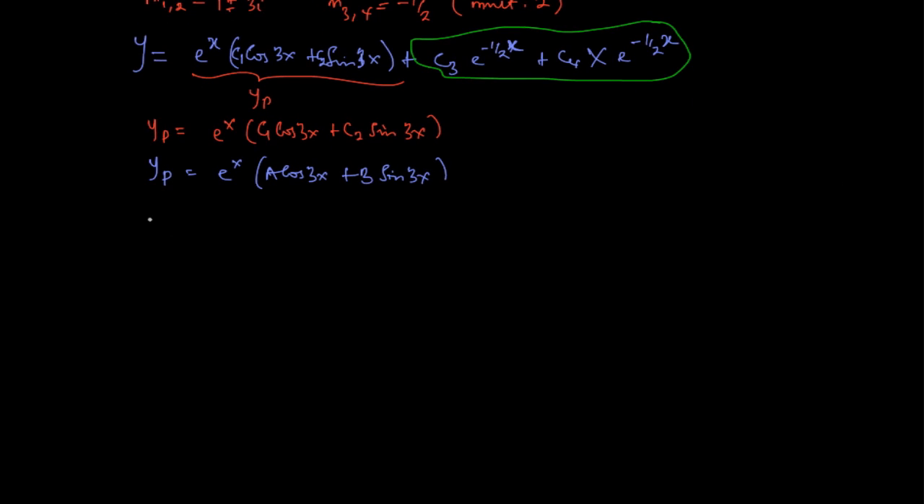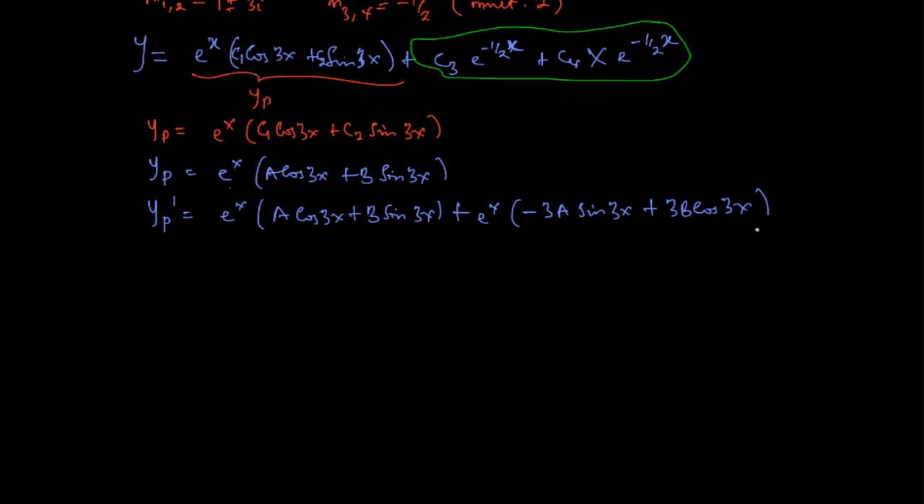So from here, our yp prime equals, we're applying the product rule, so that will be e to the power x into, we differentiate this and leave this, cosine of 3x plus b sine of 3x, then plus, we leave this and differentiate the other, we have minus 3a sine of 3x plus 3b cosine of 3x. So this is what we have.